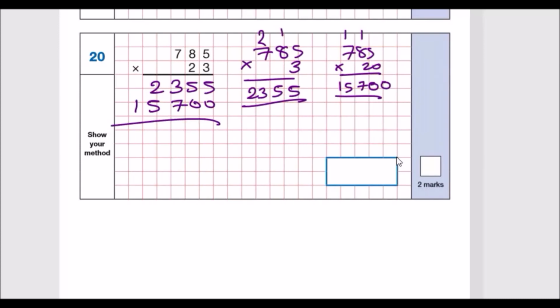So adding this up carefully, you should get 5 here and 5 here. 3 and 7 is 10. Carry the 1. Let's put this up here actually. 2 and 5 is 7, plus 1 is 8. And then you got 1. So the answer is 18,055. All right, so 2 markers. Let's go. So not bad so far.